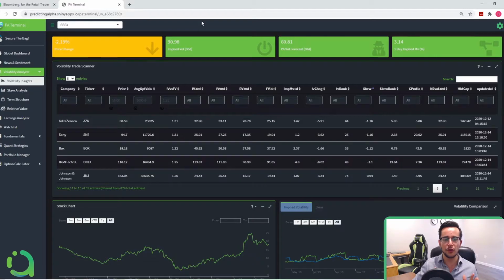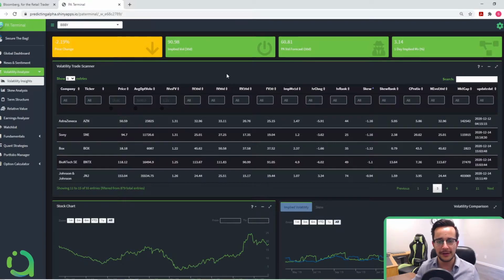So the first thing I'm going to do is share with you the actual factors that I look at for putting on this trade, and then I'm going to hop into my brokerage and show you exactly how I put it together. The first thing I do is I come to my Volatility Insights tab in the Predicting Alpha terminal, and I use this scanner at the top to filter through all the opportunities that are out there to find the best ones to put a 1-3-2 fly on.